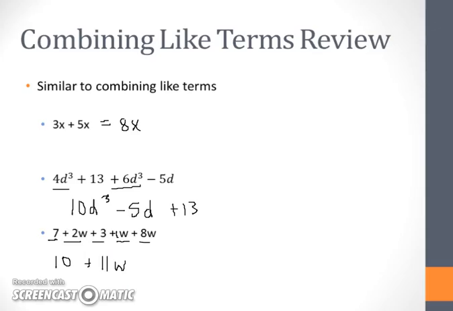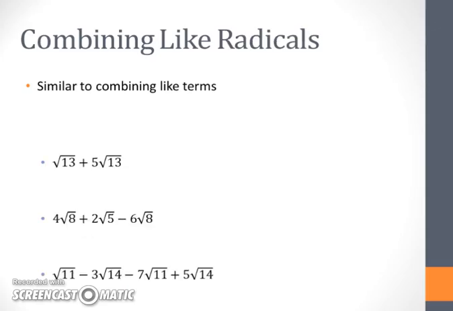Combining like radicals works much the same way. Think of that square root at the end as being the like term. If the number inside the square root matches, then you can add them like you would if you were combining like terms. For this first example, I have the square root of 13 plus 5 square root of 13. Think of this as having a 1 in front. Since the square root of 13 is the same, you just add the numbers in front. So 1 plus 5 would equal 6 square root of 13.